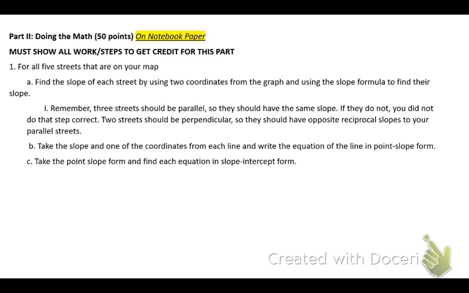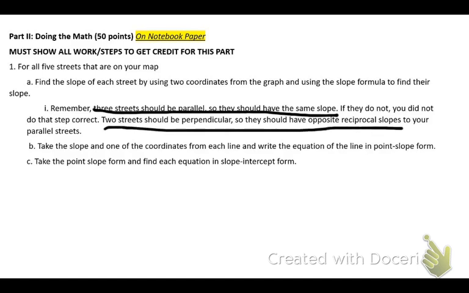Remember, so you'll underline this. Just underline it. Remember that 3 of the streets should be parallel. So those 3 streets should have the same slope, because parallel lines have the same slope. Let's go ahead and underline that. If they do not, you're wrong. Either your picture is wrong or your math is wrong, but you're just wrong. Okay? Second thing, 2 streets should be perpendicular. So they should have opposite reciprocal slopes to your parallel streets.